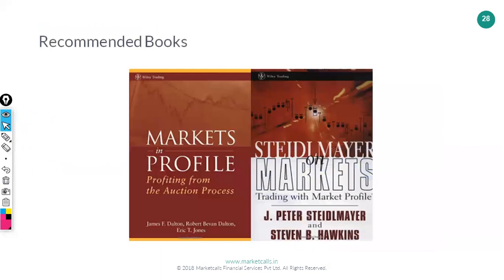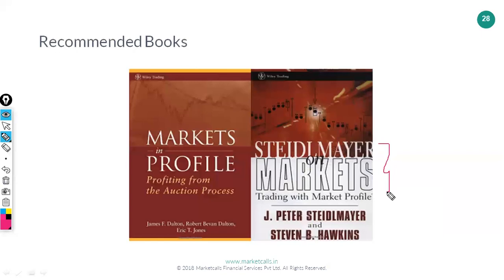So these are the two recommended books. One of the books is from James Dalton. Again, this is the most recommended book for advanced users, not for beginners. If you're a beginner, you can start with Peter Steidlmayer's Markets and Market Profile. Steidlmayer himself is not using market profile these days, because most of his trades were done during the non-electronic era, right? Whereas Jim Dalton took all his research materials and gave them a new dimension on how to trade in electronic markets.